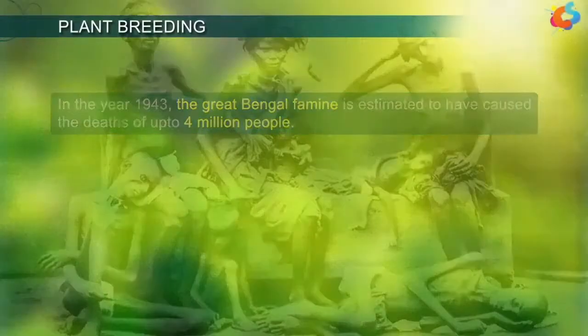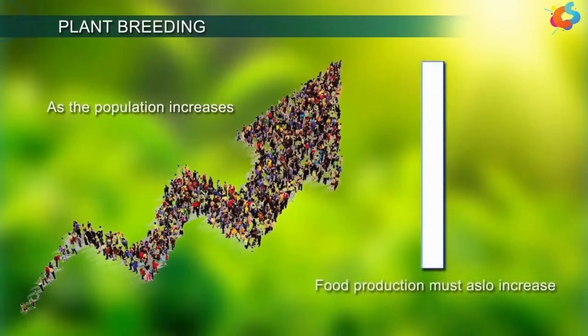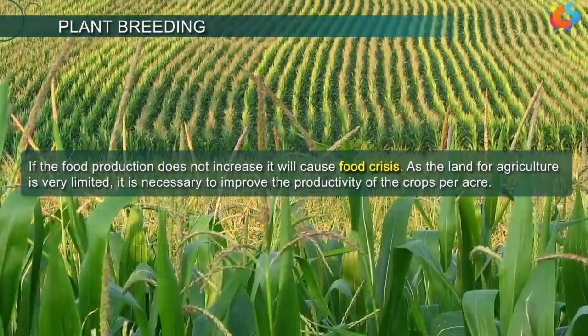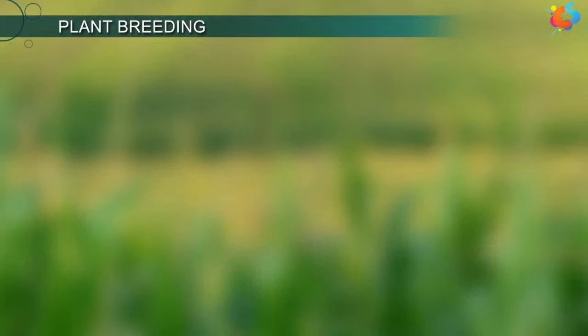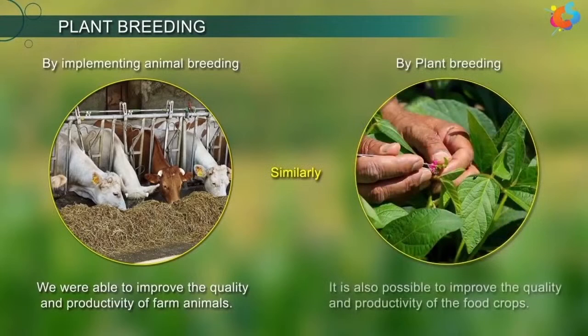people. Also, as the population increases, food production must also increase. And if the food production does not increase, it will cause food crisis. As the land for agriculture is very limited, it is necessary to improve the productivity of the crops per acre. Previously, we have learnt that by implementing animal breeding, we were able to improve the quality and productivity of farm animals. Similarly, by plant breeding, it is also possible to improve the quality and productivity of the food crops.